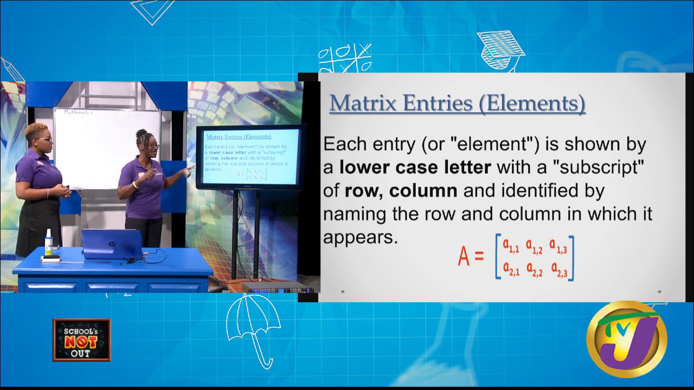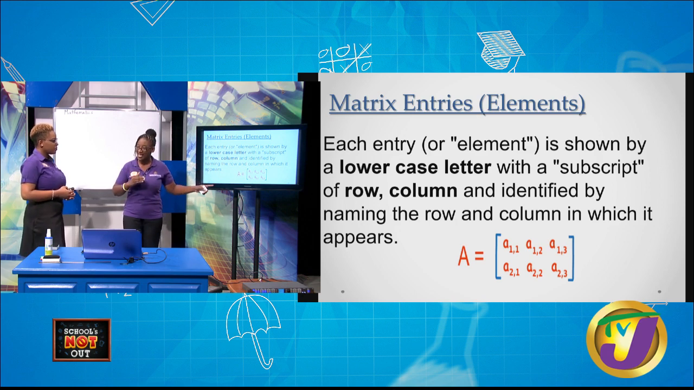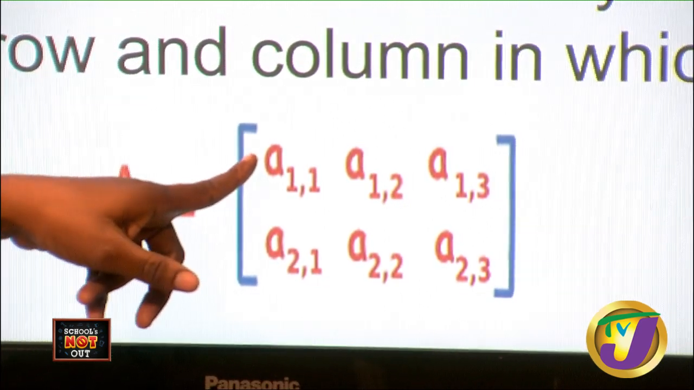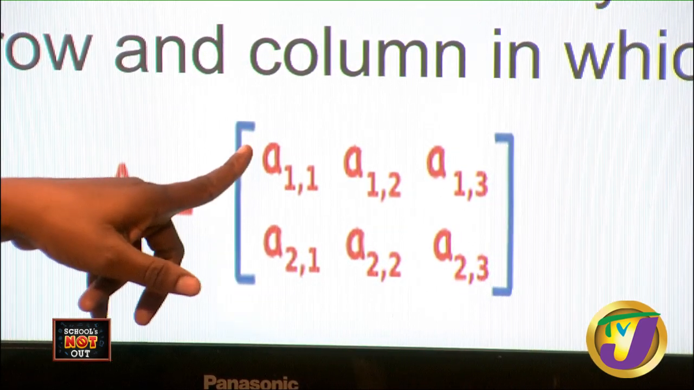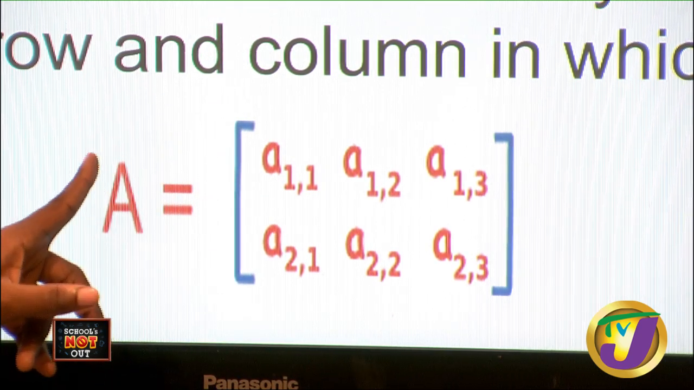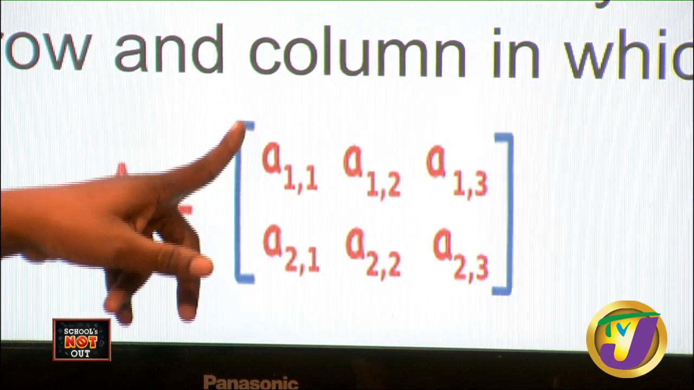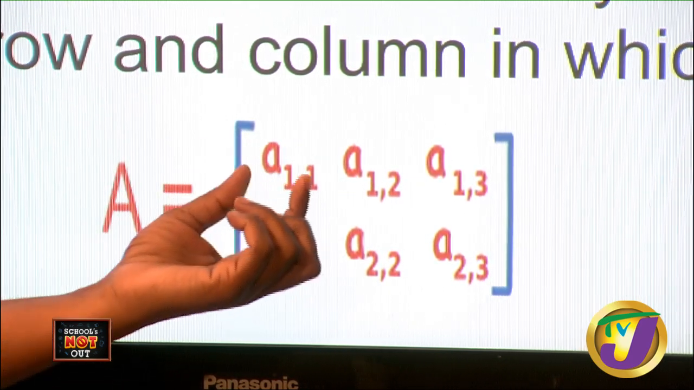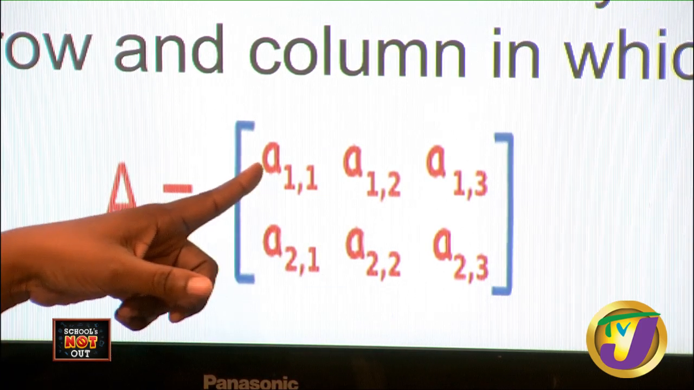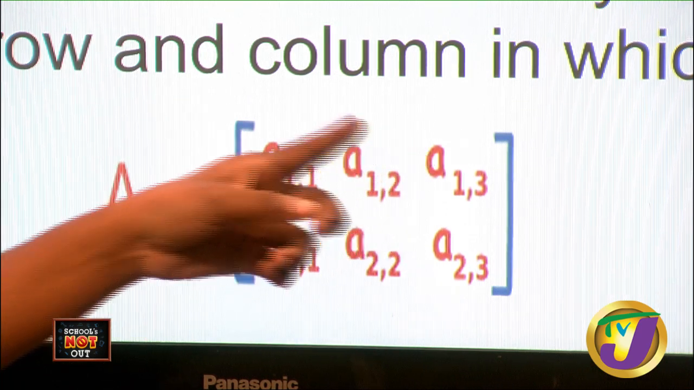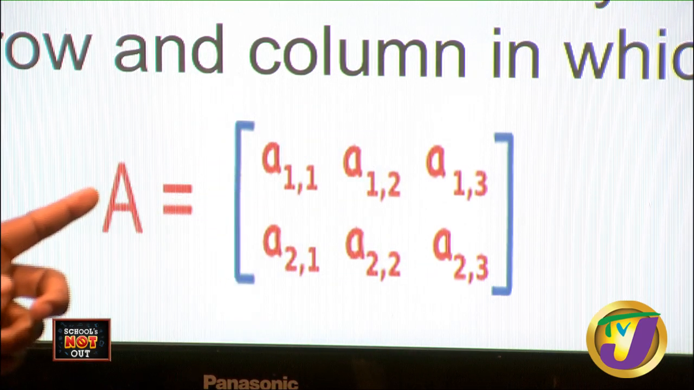So I'm looking at this matrix A, and I'm seeing here where this first element is written as a common A, as we said before, because it belongs to matrix A. So if this was a matrix B, we would refer to it as common B. But what fascinates me is the subscript here. I'm seeing 1, 1. That seems to be telling me that this element is in row 1, column 1. Am I correct? Very much so.